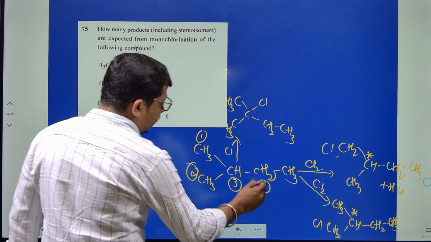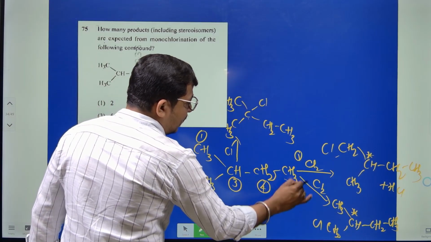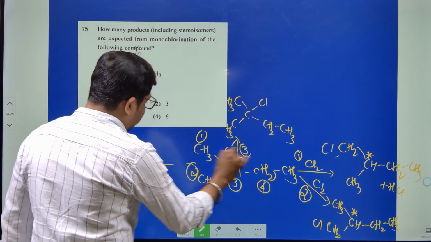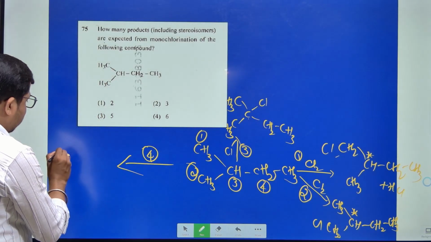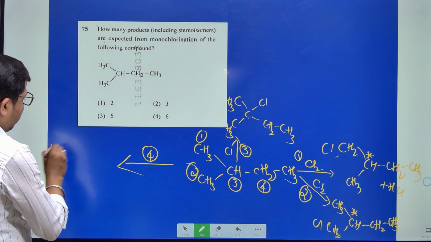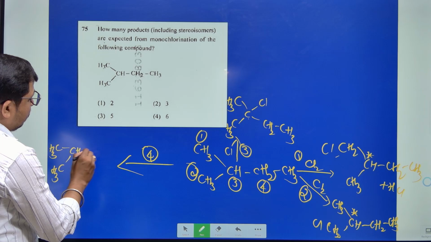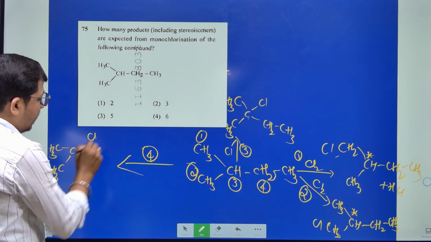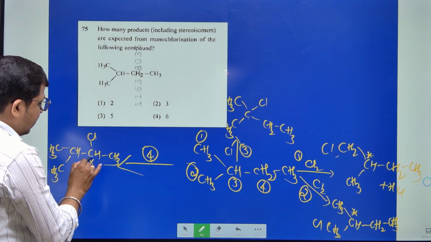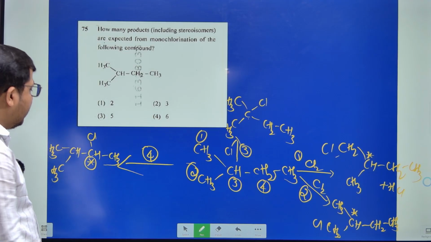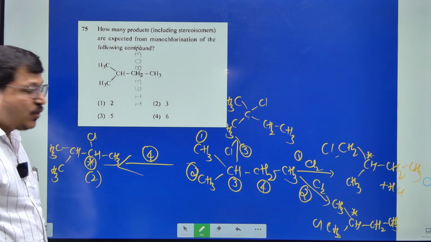This is the fourth one. I will write the fourth reaction here. This is 1, this is 2, this is 3 and this one is the fourth one. Fourth product is monochlorination: CH3 CH CH3, CHCl, then CH3. Look at this one. This carbon is attached to 4 different groups. Hence, it acts as a chiral carbon and it can form 2 types of isomers.